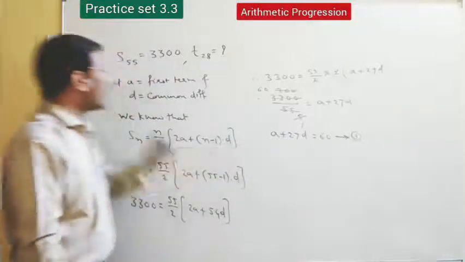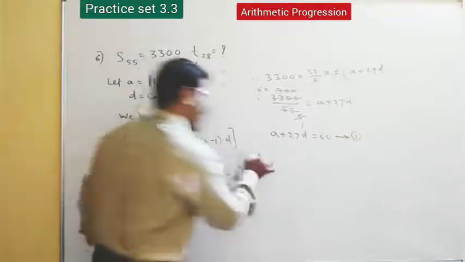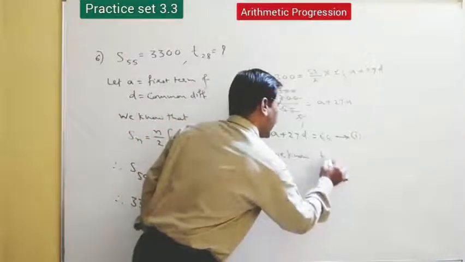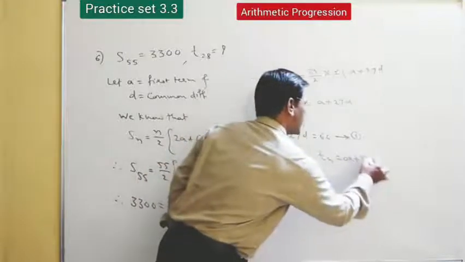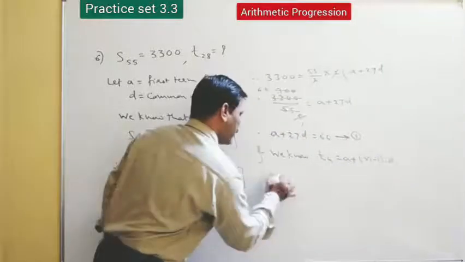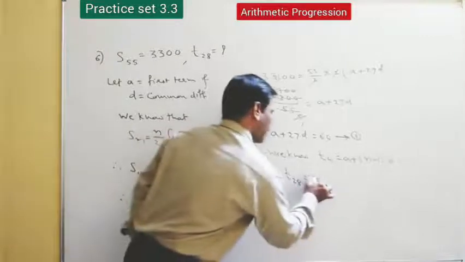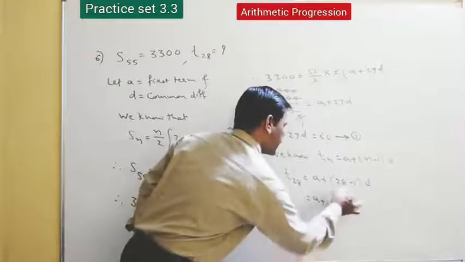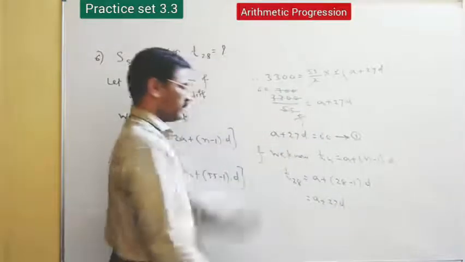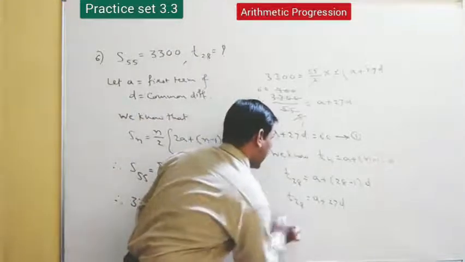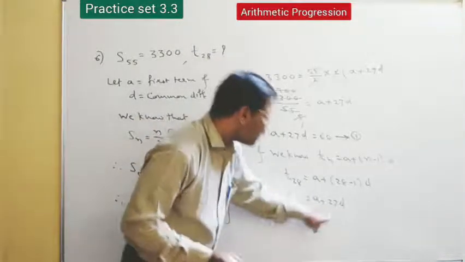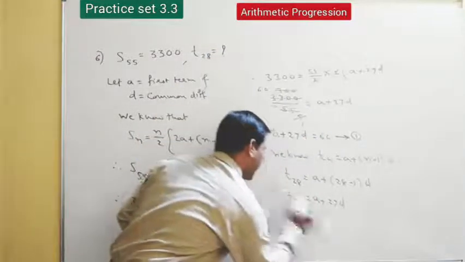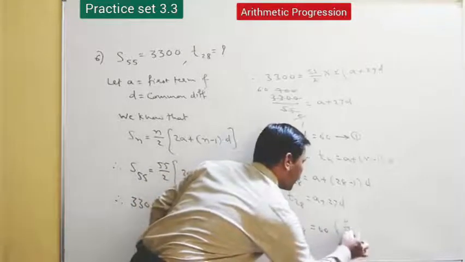Okay, now what we have to find? T28. Okay, and we know what that is? Tn is A plus (n minus 1)D. Now here we need T28, so A plus (28 minus 1)D. Just look here, friends, here it is what? 27D. Look here, this is T28. So A plus 27D means what? 60. So we can write here T28 is equal to 60.